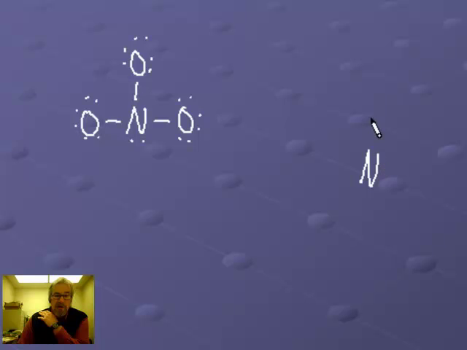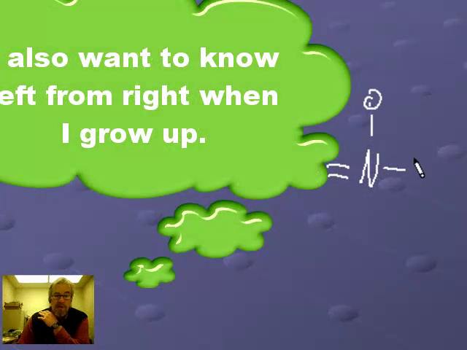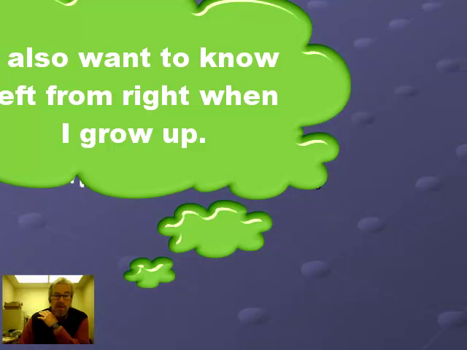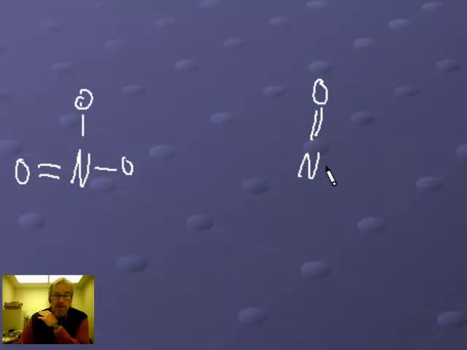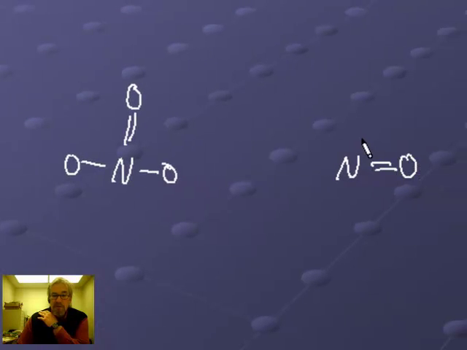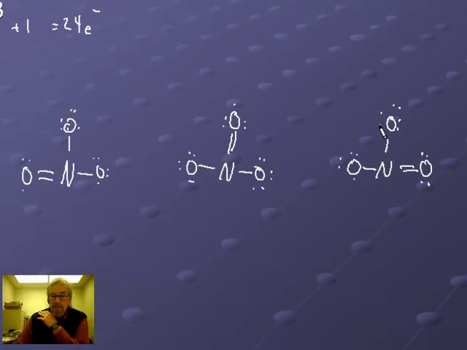I could do this, double bond to the one on the right. I could do this, double bond to the one on top, single bond to the other 2, or I could do this, double bond to the one on the left and single bond to the other 2. And this should have square brackets on it and charge.